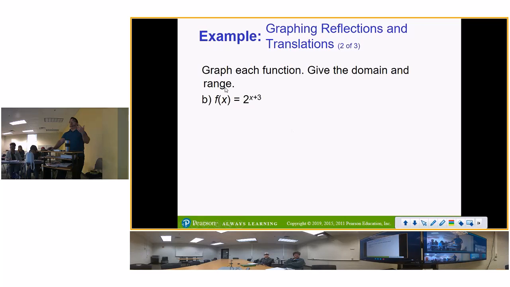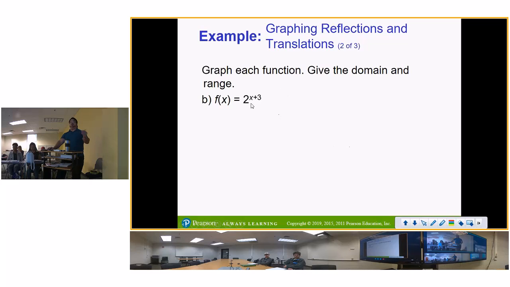There we go. Somebody tell me what this one's doing. It's going to the left. Left horizontal shift. Why? Because the 3 is connected to the what? The exponent of x. If you have a plus 4 out here, then it would be disconnected from the x. That would be the vertical shift. So this is x plus 3, and what's with the horizontal shift? It's always the opposite, so that would be left 3 spaces.